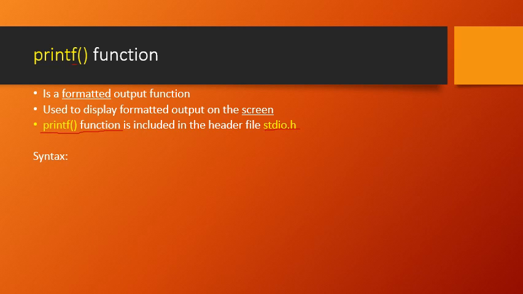Then the syntax. The syntax means the rule the C compiler prescribes in order to make use of the printf function. The rule is like this: printf, open bracket, open double quote, then the format string, close double quotes, comma, variable 1, comma, variable 2, comma, dot dot dot, variable n, close bracket and semicolon.